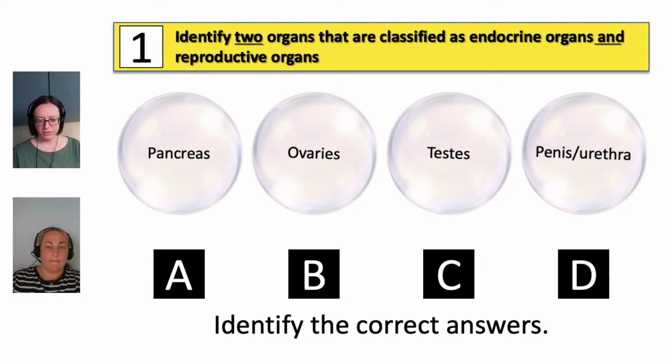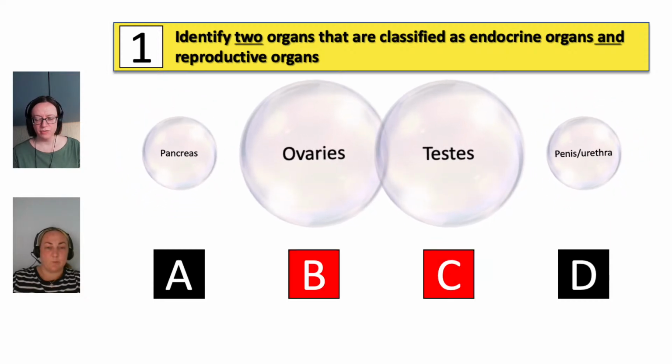Okay, I'm going to reveal the answers just so we can get through. So your ovaries and the testes. They play a role in reproduction, but they also produce hormones, okay? So they are endocrine organs as well.